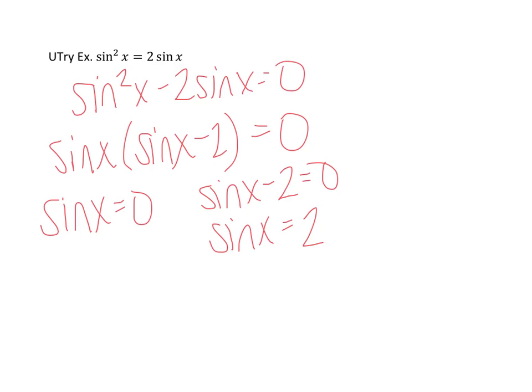Where does sine equal 0? Zeros, I like to think of the graph. It's at all these spots right here. So it's happening at pi. It's happening at 2 pi. It's going to happen at every pi k. So x equals pi k.